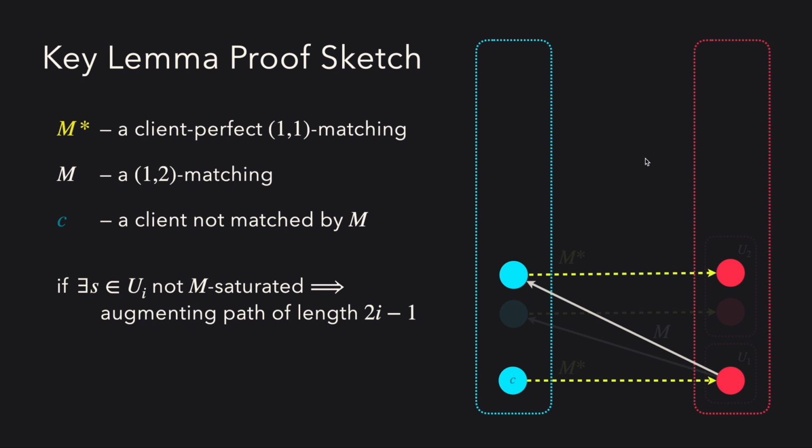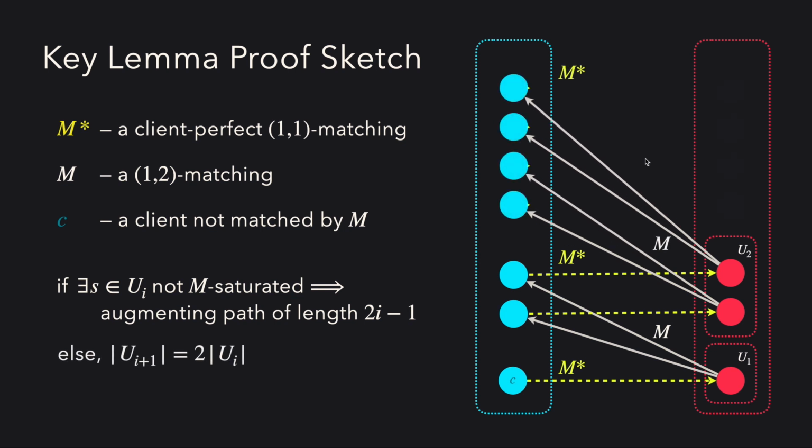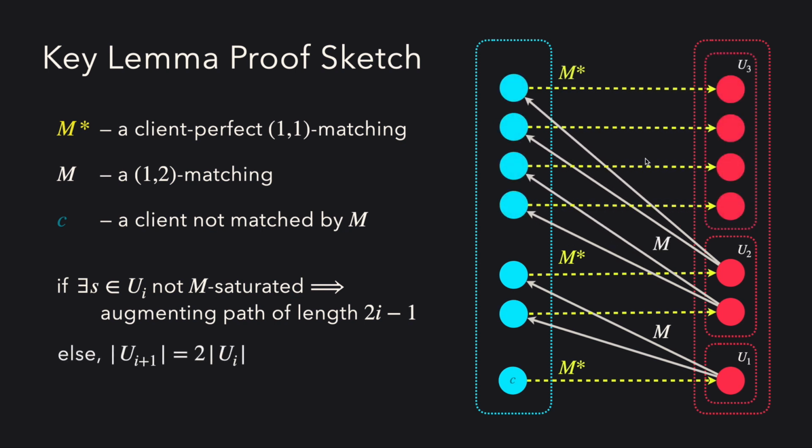On the other hand, if both of these servers were saturated by M, then we can repeat this 2-step process of following M and then M star to obtain another set of servers, which are again candidates for ending augmenting paths from C. Notice that as long as we don't find unsaturated servers, the size of the sets of servers double in each iteration. Since the sets can't double in size more than log n times, we conclude that there must be an augmenting path of length order log n. That completes the proof for the case b equal to 1.